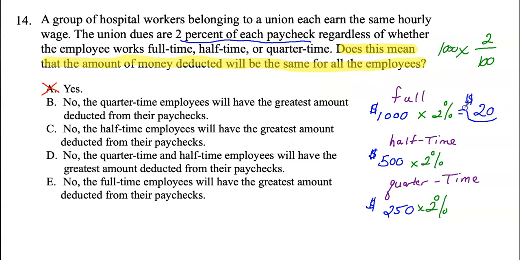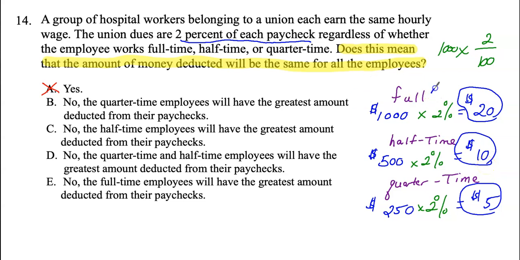So in other words, the full-time employee had $20 taken out of his paycheck. If I go through the same process here, if I take 2% of 500, and you can punch that into the calculator, I'm going to get $10. And for this one, I will get $5. You can punch those into the calculator. So you should see that the full-time employee has the most amount of money taken out, right?